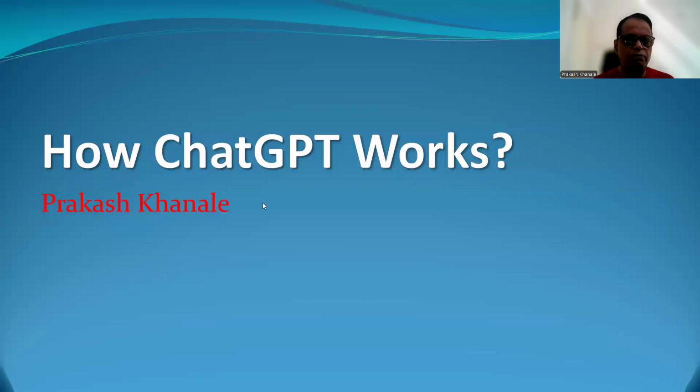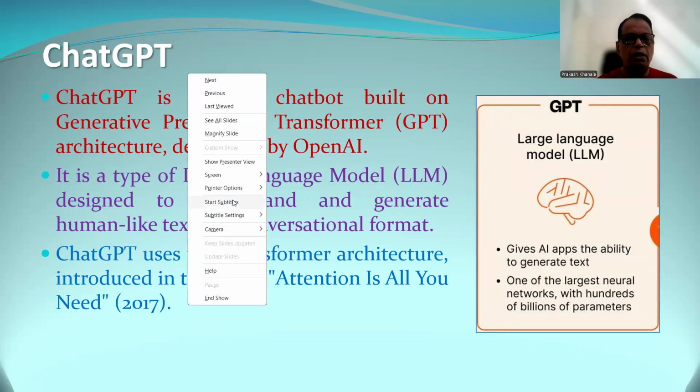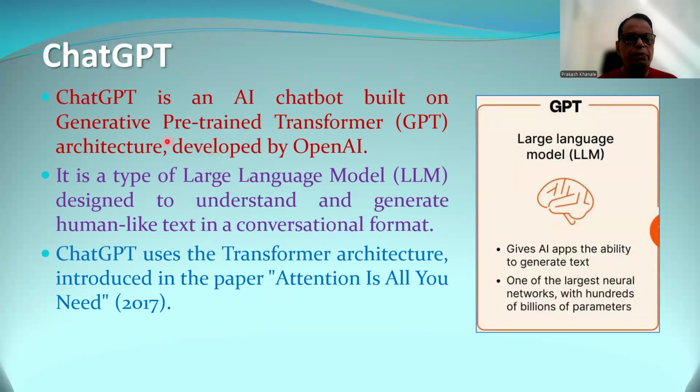So let us start the session and let us understand how exactly ChatGPT works. ChatGPT, as we know, is an AI, artificial intelligence chatbot, and it is built on GPT. So what does GPT stand for? GPT stands for Generative Pre-trained Transformer. Chat, as we know, is a kind of discussion or dialogue, and GPT is a generative pre-trained transformer, and that is the reason it is called ChatGPT.